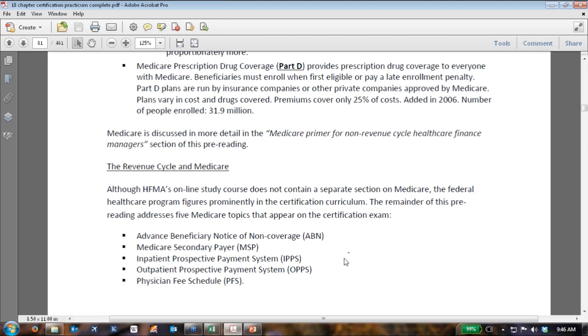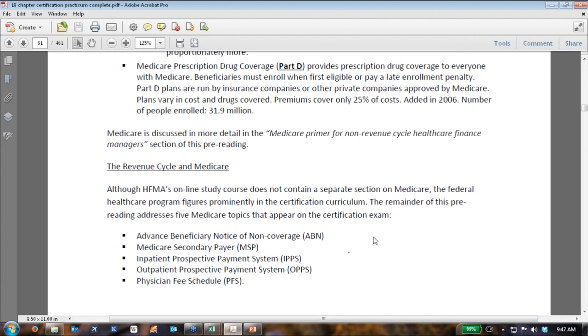A Medicare Secondary Payer form is exactly what the name says. Its purpose is to establish who pays first. Medicare wants to lead from behind. Of course, Medicaid is the payer of last resort. They're going to be last in line. But Medicare is sometimes primary, sometimes secondary.